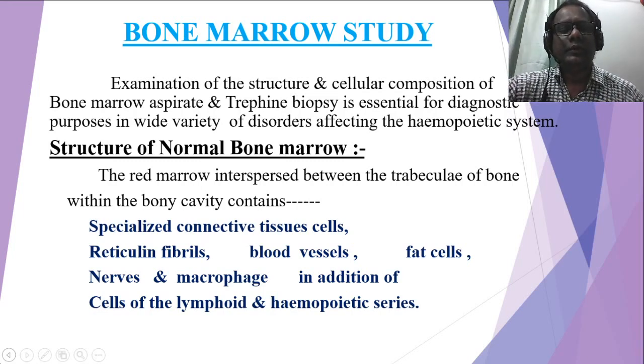Structure of normal bone marrow. The red marrow interspersed between the trabeculae of bone within the body cavity contains specialized connective tissue cells, reticular fibers, blood vessels, fat cells, nerves, macrophages, in addition to cells of the lymphoid and hematopoietic series.